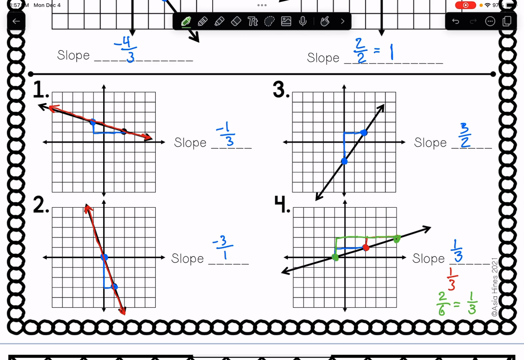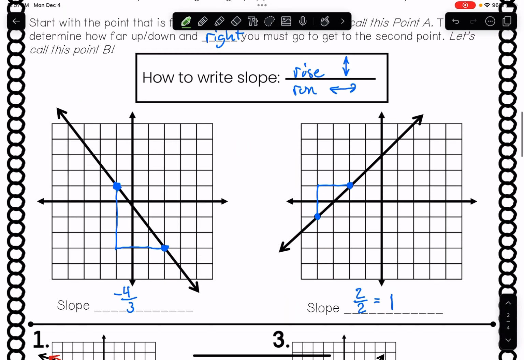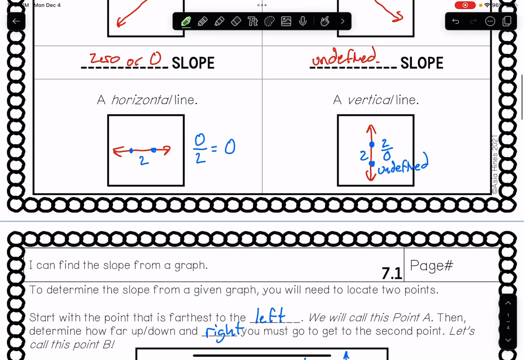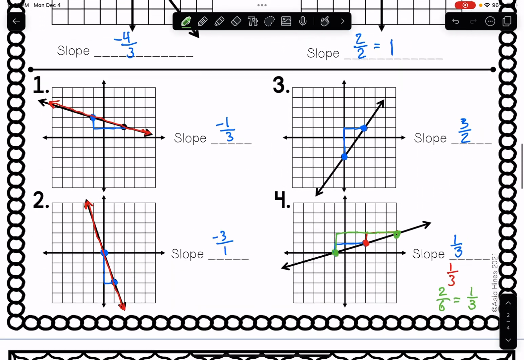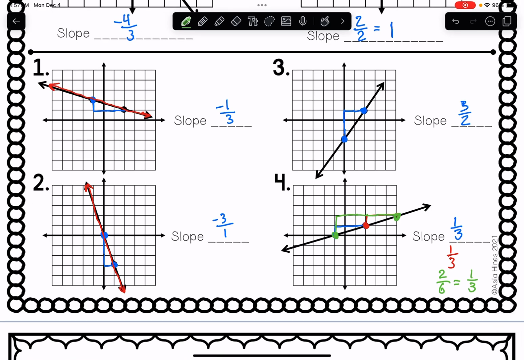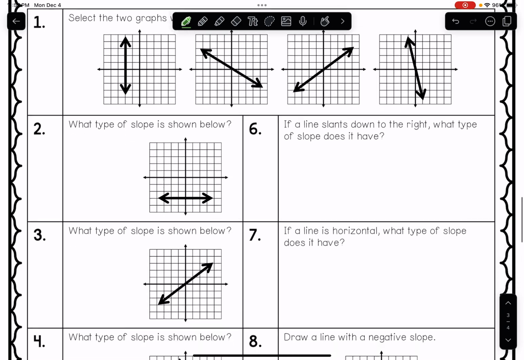Cool. So we discussed the 4 different kinds of slope. We've got positive, negative, 0, and undefined. We went over rise over run to find slope from a graph, which then led us to the explanation for zeros and undefines. And then we did some practice finding our slope on a graph and realized that as long as you have any 2 points, it doesn't matter which 2 you use to find your slope, it's always going to be the same.